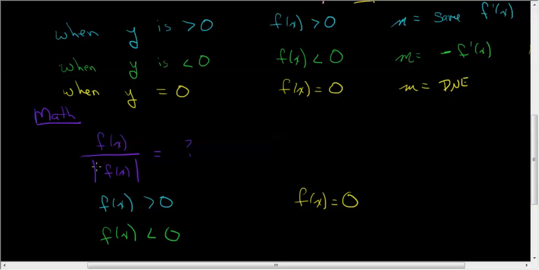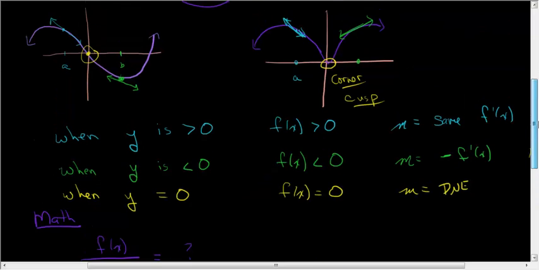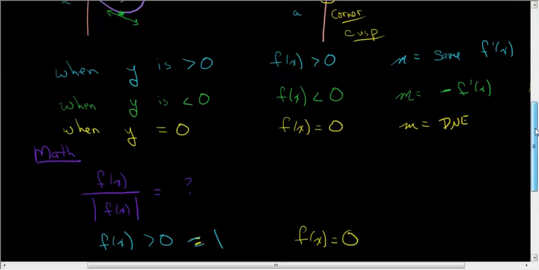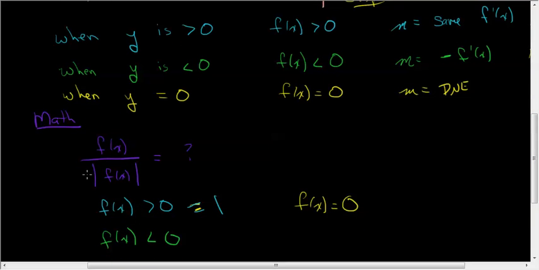Mathematically, you take f of x divided by the absolute value of f of x, and what does that equal? Well, up here, if f of x was greater than 0, so if the y value was greater than 0, that's this section. Well, what does f of x divided by the absolute value of f of x equal? It equals 1. So if f of x is greater than 0, that equals 1. Well, what if f of x is less than 0? So it would be a negative value divided by the absolute value of that, which would be positive, so that's going to equal -1.